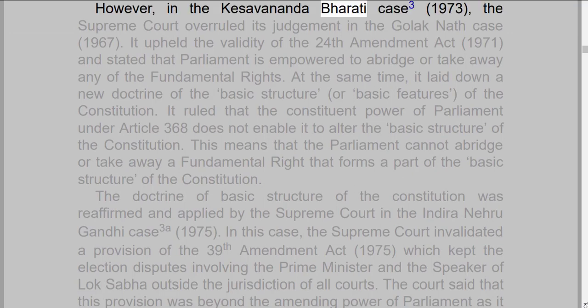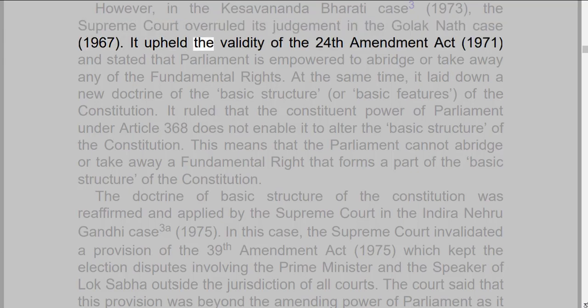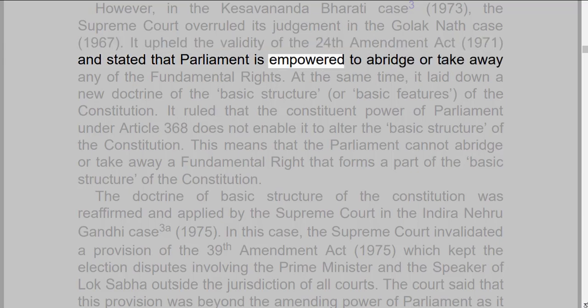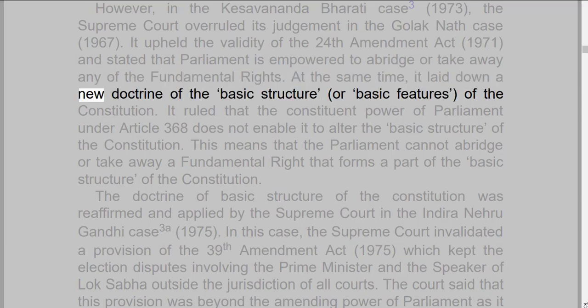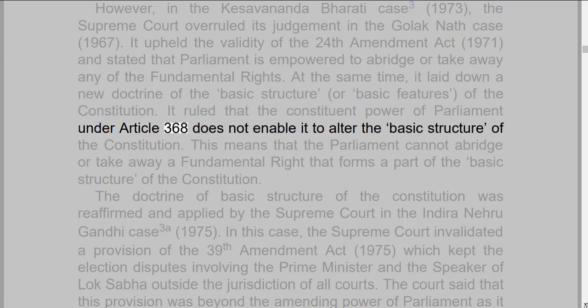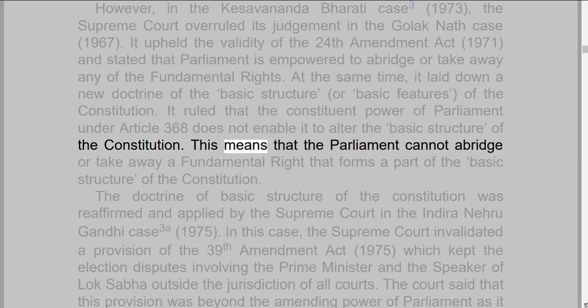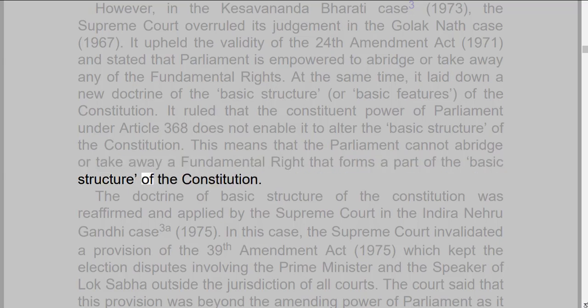However, in the Kesavananda Bharati Case 3, 1973, the Supreme Court overruled its judgment in the Golak Nath case, 1967. It upheld the validity of the 24th Amendment Act, 1971, and stated that Parliament is empowered to abridge or take away any of the fundamental rights. At the same time, it laid down a new doctrine of the basic structure, or basic features, of the Constitution. It ruled that the constituent power of Parliament under Article 368 does not enable it to alter the basic structure of the Constitution. This means that the Parliament cannot abridge or take away a fundamental right that forms a part of the basic structure of the Constitution.